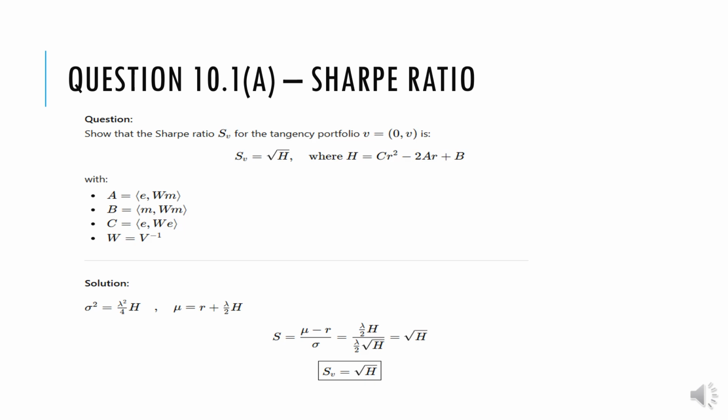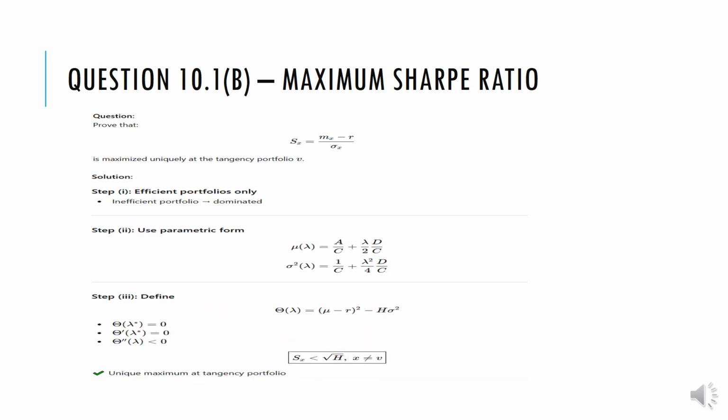From the earlier results, we know that for efficient portfolios parameterized by lambda, the variance and expected return are given by specific formulas. When we substitute this into the Sharpe ratio formula, something interesting happens. The lambda terms cancel out completely. So the Sharpe ratio simplifies to just square root of h. This means that all efficient portfolios in a market with a risk-free asset have the same Sharpe ratio. In particular, the tangency portfolio also has this value, which is square root of h, a maximum Sharpe ratio.